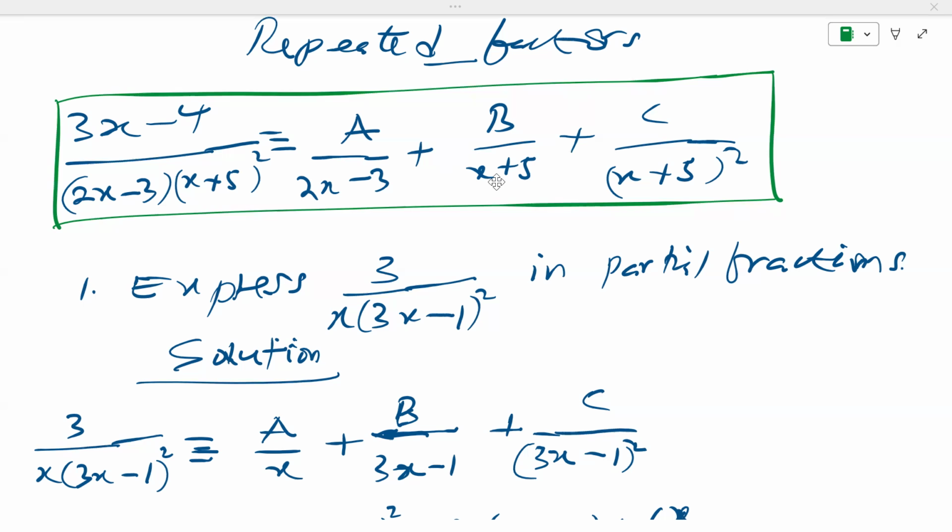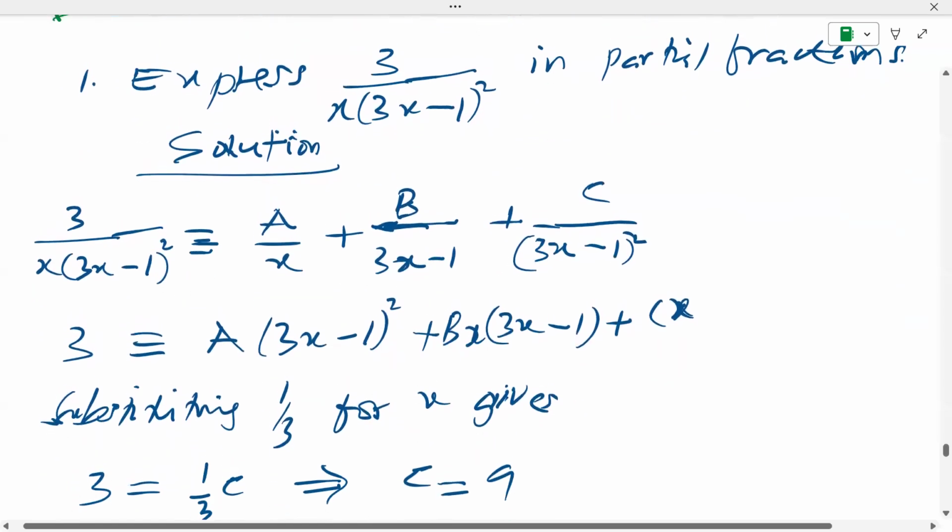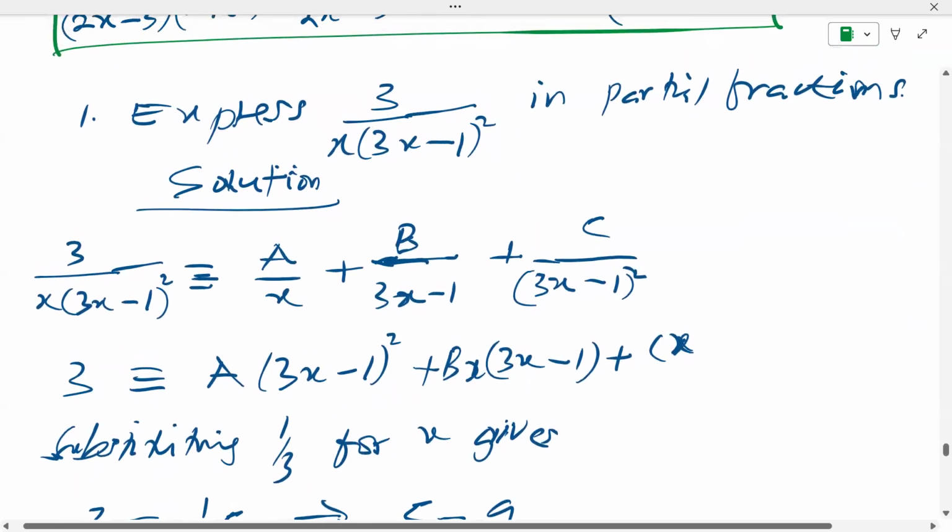Splendid. So let's move on to question 1. Express 3 on x into 3x minus 1 all squared in partial fractions. And so straight away, we have our rational function on the left-hand side. That will be equivalent to A on x, and then because this is repeated, B on 3x minus 1, then C on 3x minus 1 all squared. Then we multiply the left-hand side and the right-hand side, every term, by the denominator. And so when we do that, we clear off the fractions.